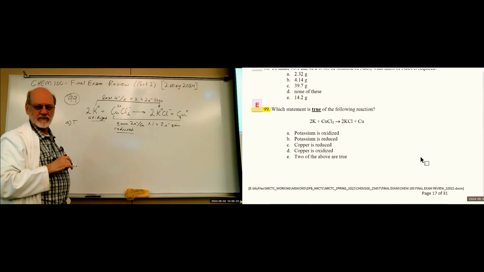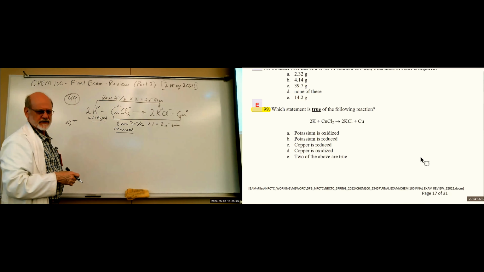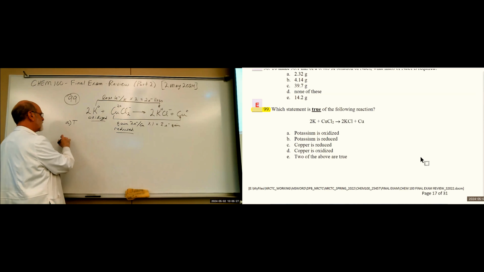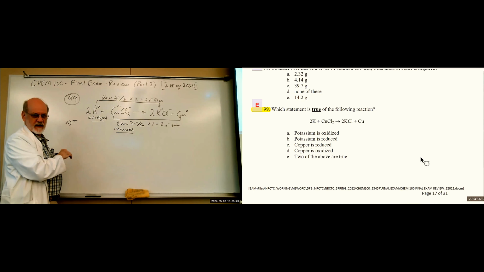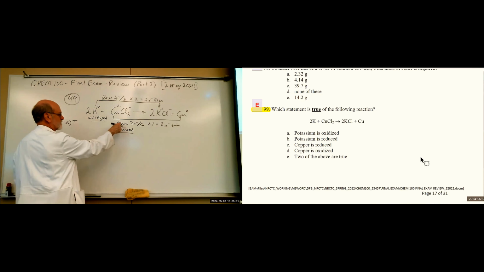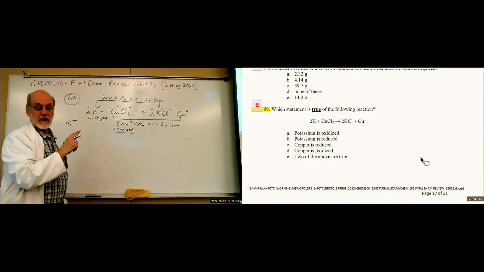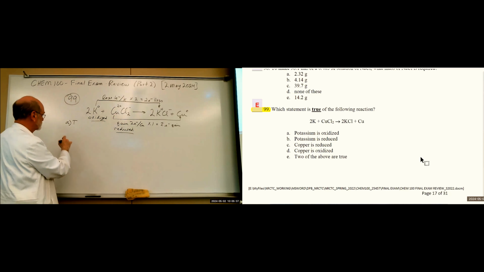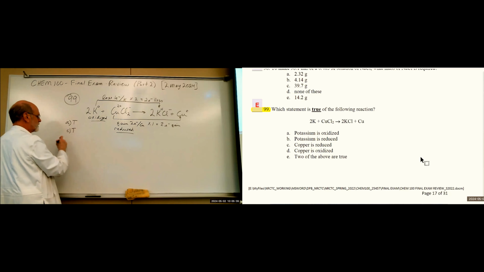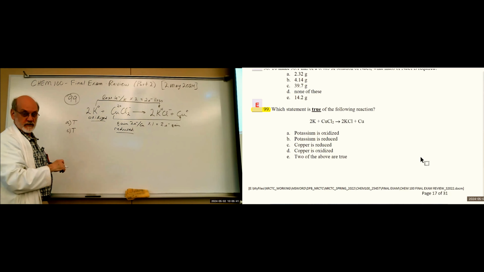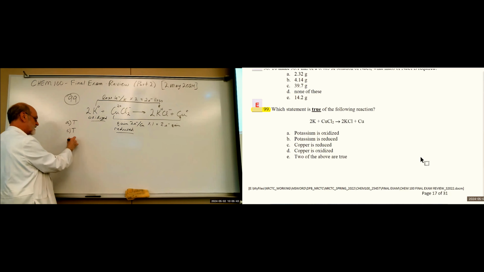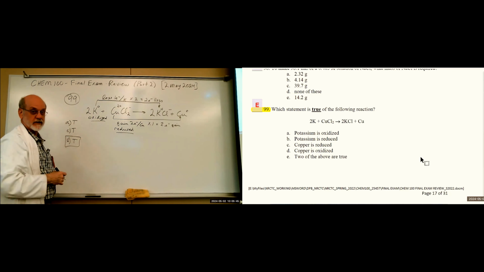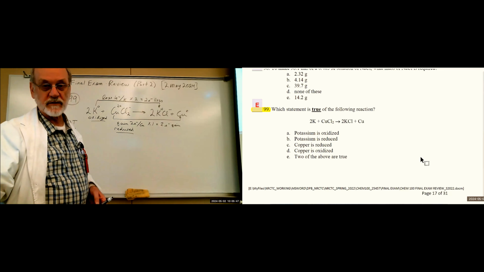How about B? Potassium, well, it can't be both. It's either oxidized or it's reduced. So B is false. How about C? Copper is reduced. Yep. Copper in the compound is reduced. So C is true. That means 2 of the above are true. That means E is true. There you go. There's your answer.